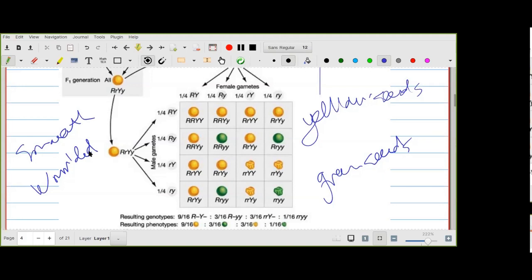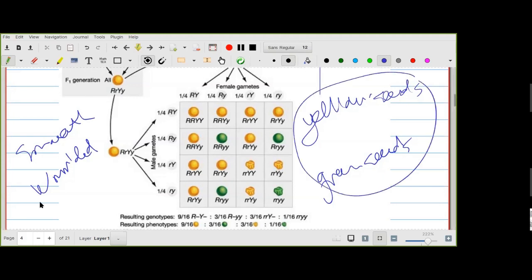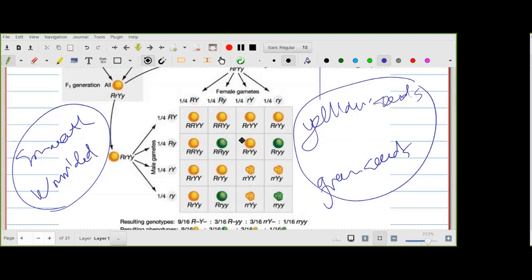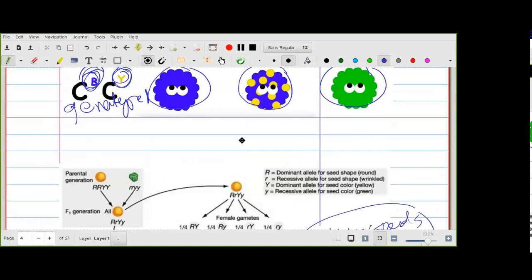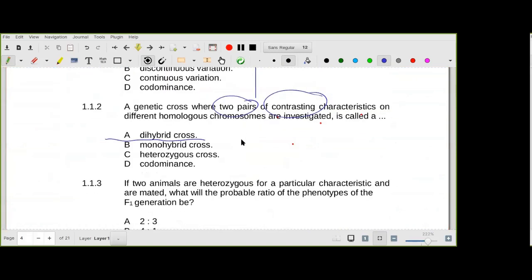All that I'm telling you is it's not a monohybrid cross, mono meaning one, where I only take a look at one feature, where I only take a look at color of seeds, or I only take a look at texture of seeds. I am taking a look, ladies and gentlemen, at both. Are they yellow or green? And are they smooth or wrinkled? That's then a dihybrid cross, not a monohybrid cross where I only take a look at one feature.